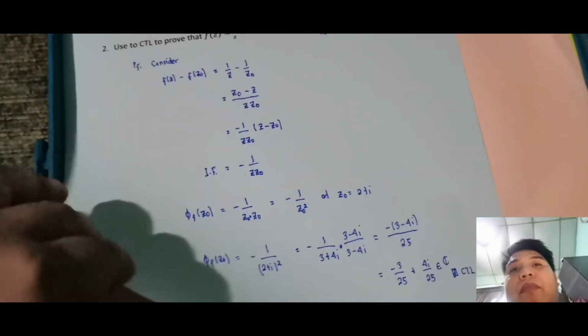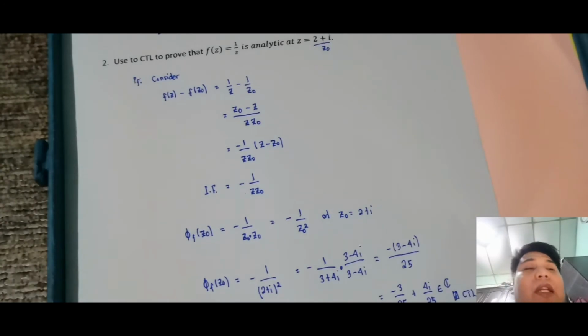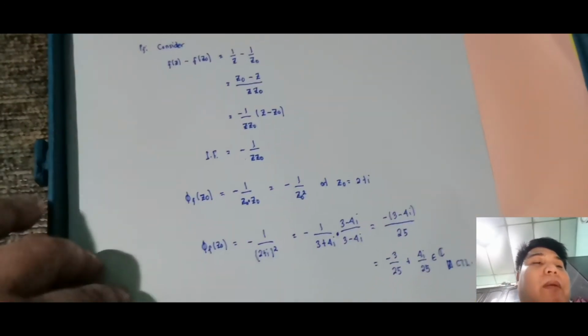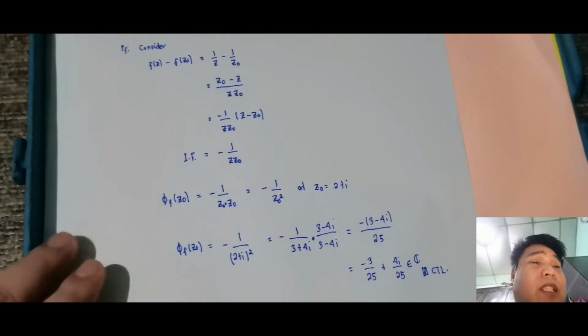So tandaan na, ang goal mo palabasin yung z minus z naught. So sa kahit anong paraan papalabasin mo siya dapat. Okay, so proceed sa next example.